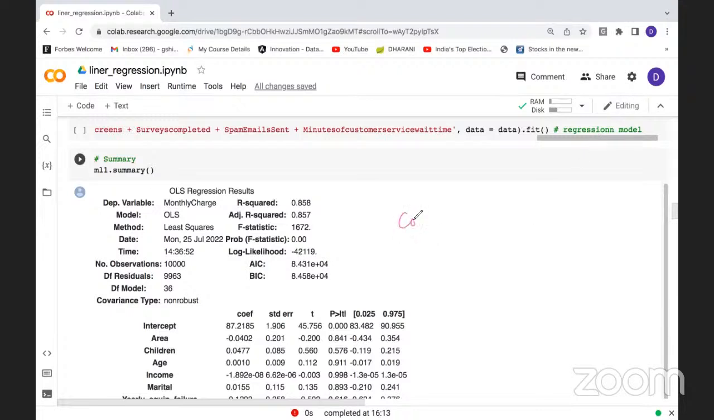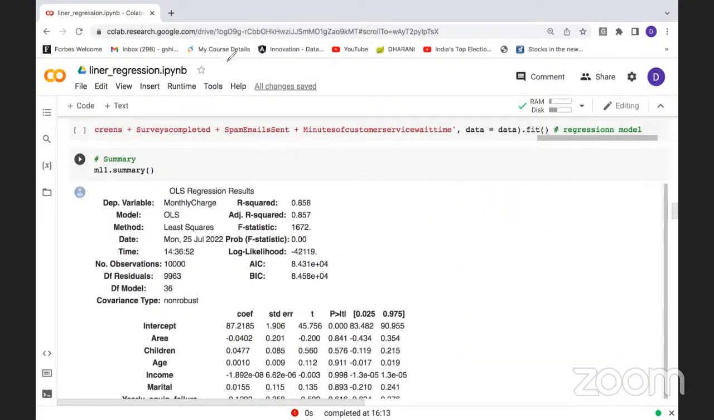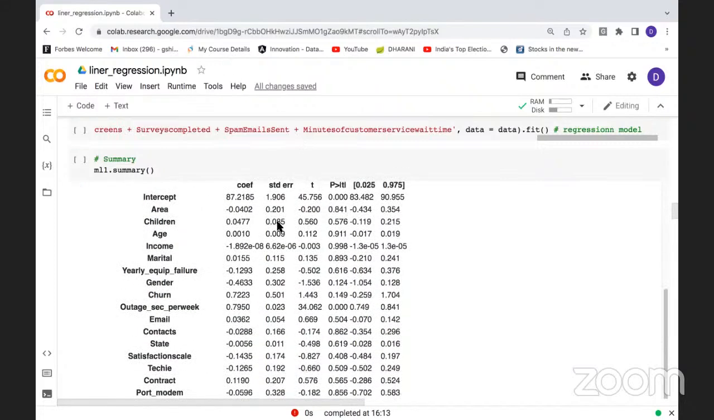But if you try to find the correlation coefficient between y, x1, x2, each input you take should be independent of each other. They should not have any dependency. You take x1 to x100 also, all the inputs should be independent. If these are independent, then only your model will give you good results. If there is some dependency here, you cannot move forward. That is very important.